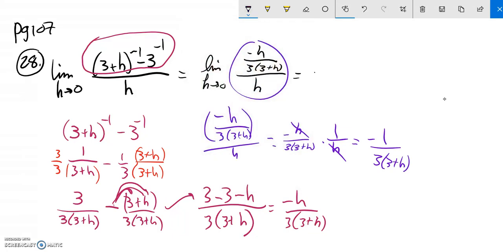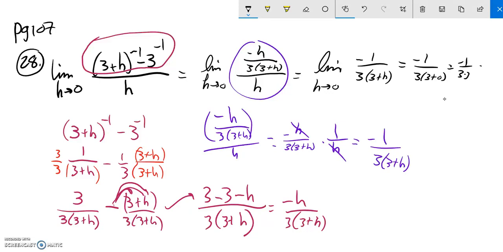So let me rewrite what I have now. Limit as h approaches 0 of negative 1 over 3 times (3 plus h). Now if I do direct substitution, I won't be dividing by 0. So let me do that. I'm just going to let h be 0. Negative 1 over 3 times (3 plus 0), which is negative 1 over 3 times 3, which is negative 1 ninth.